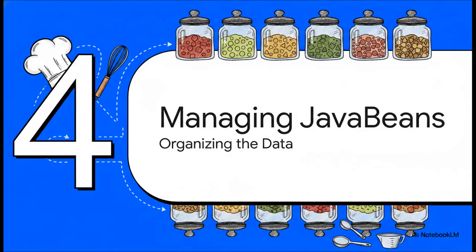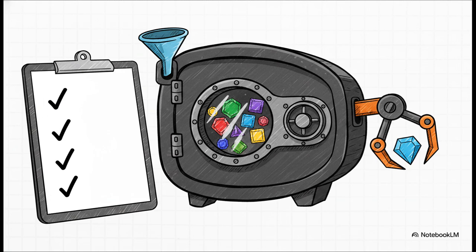Next up, part four, managing data with Java Beans. So if JSP is our chef, Java Beans act as the specialized, perfectly organized prep containers that keep ingredients strictly portioned and ready to go. Now, Java Bean might sound a little intimidating, but honestly, it's just a regular Java class that follows a very strict set of rules.